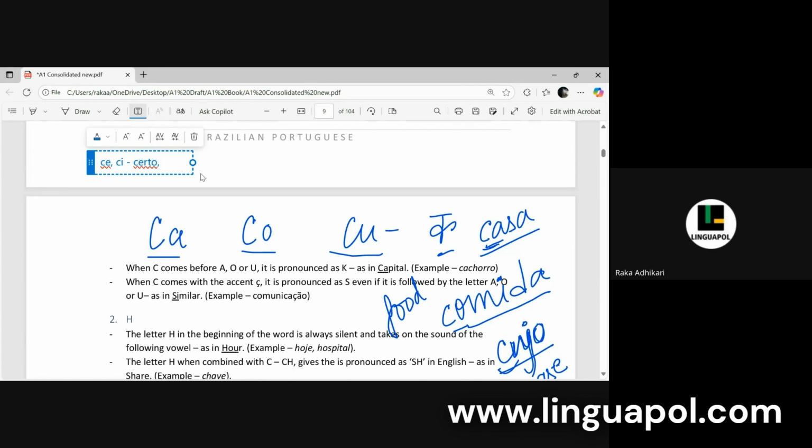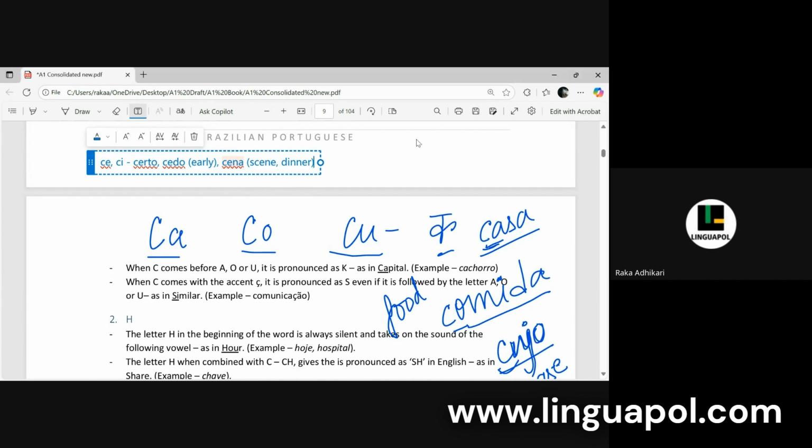Similarly, we have the word cedo. Cedo means early. Then, for example, cena. Cena means a scene. It has two meanings actually. Cena can mean a scene or it can also mean a dinner.